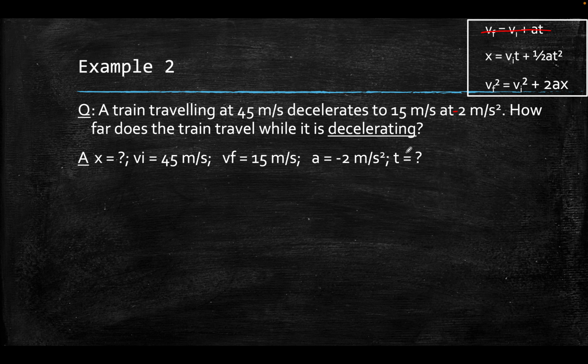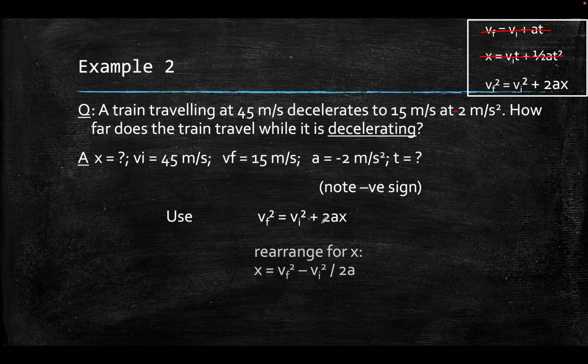And we need to find x. We don't have t either. So what rule? I do not have t. I cannot use this rule. So that means I have to use this rule and I have to change it to get x. I have to rearrange. There is a way in your calculator that you can use shift solve and get the answer, but if you don't know how to, we will just rearrange the formula.